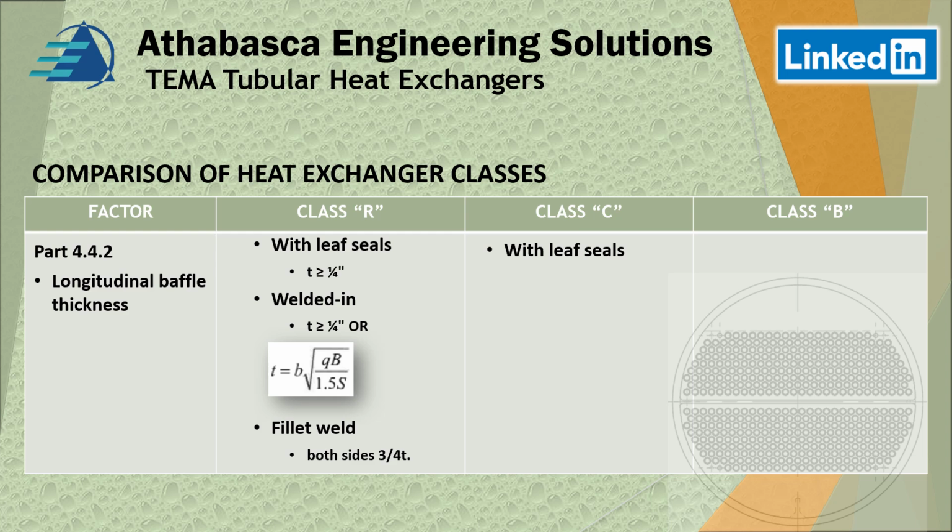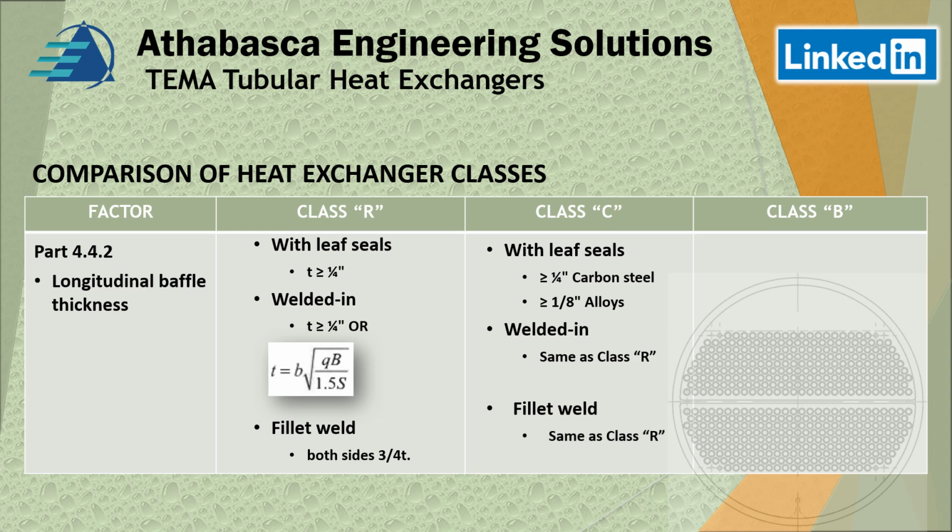For Class C, for leaf seals, there's a distinction made between materials. So they say use equal or greater than a 1/4 inch for carbon steel, and for alloys they allow you to use 1/8 of an inch. For welded in materials, they say just follow the same rules as Class R. For fillet welds, they say follow Class R. And for Class B, just follow the same rules as Class C.